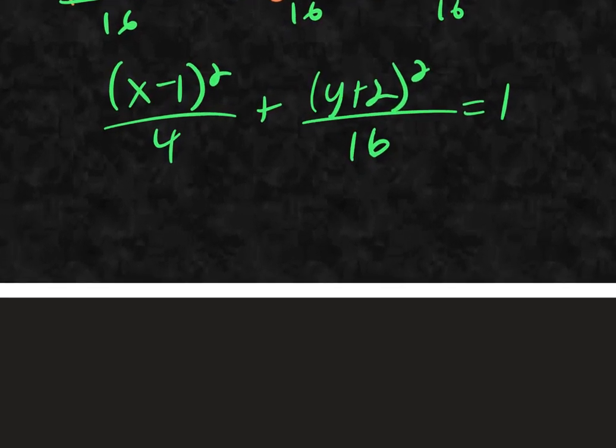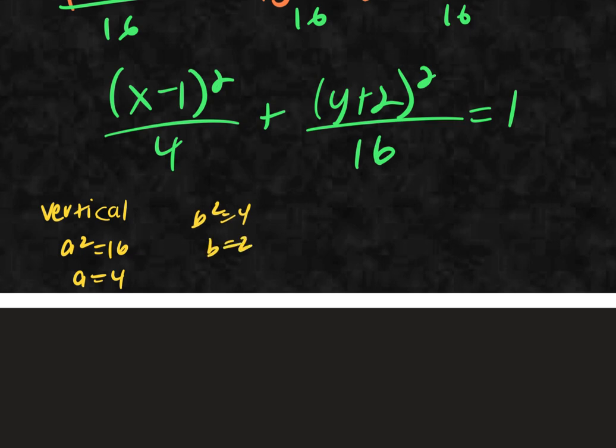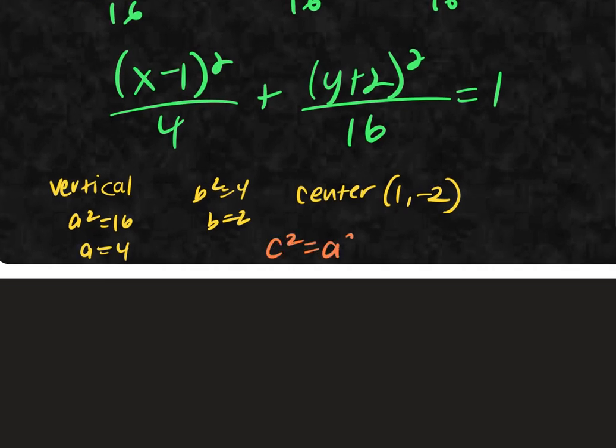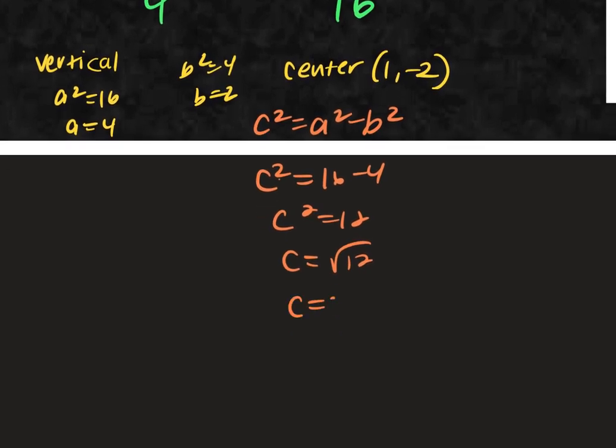Now tell me what we know about this ellipse. It's vertical because the bigger base is under the y. That bigger base is 16. A squared is 16, so A is 4. What else do we know? So B is 2. Good. B squared is 4, so B is 2. The center is 1, negative 2. It asks for foci, so C squared equals A squared minus B squared. C squared would equal 16 minus 4, which is 12. Square root of 12, which becomes 2 root 3.